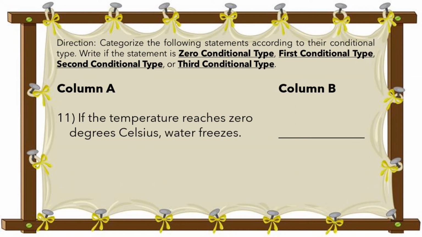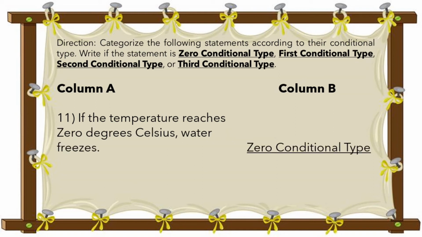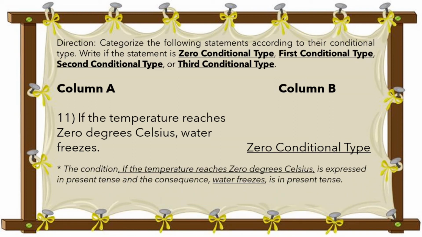Number 11. If the temperature reaches 0 degrees Celsius, water freezes. Your answer is yes, you're very good. Zero conditional type. Because the condition if the temperature reaches 0 degrees Celsius is expressed in present tense and the consequence water freezes is in present tense too.